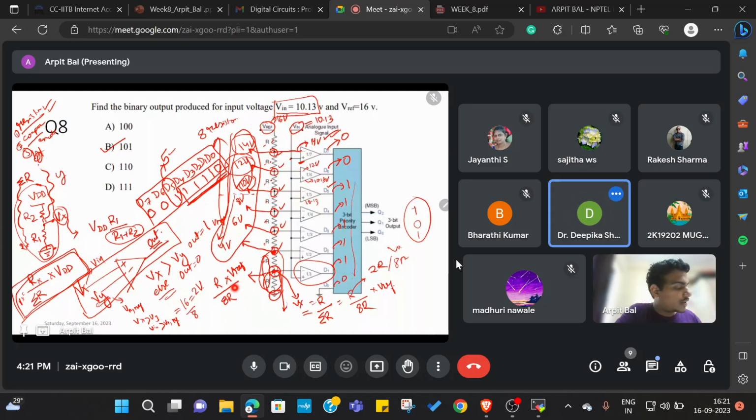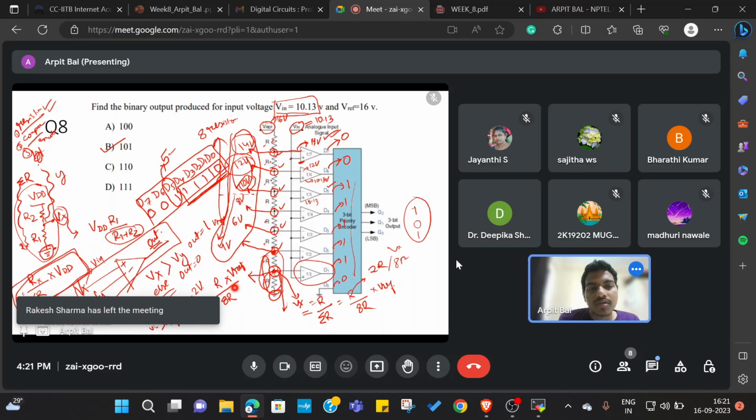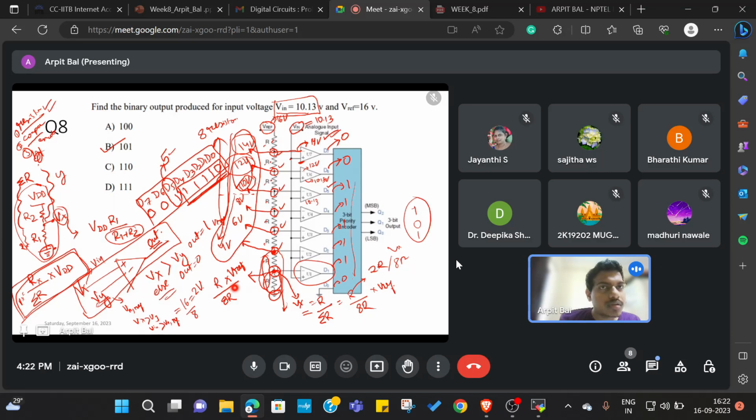After finding out these bits, we are going to pass it through a 3-bit priority encoder. The property of a priority encoder is that whatever highest bit is set, that bit gets encoded into binary. So in our case, D5 was set. So the output is going to be 5, and 5 in binary is 101. Okay, thank you, sir.